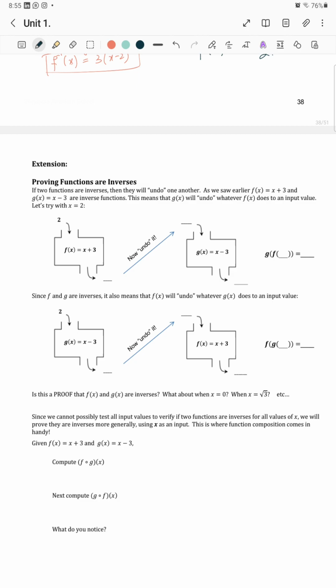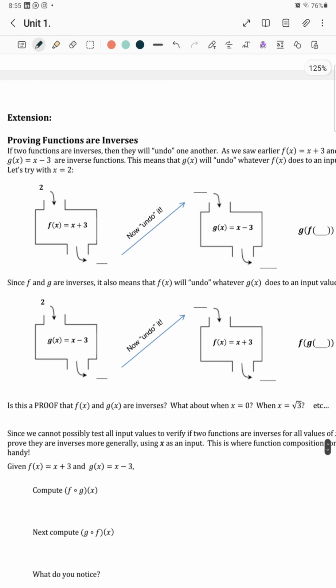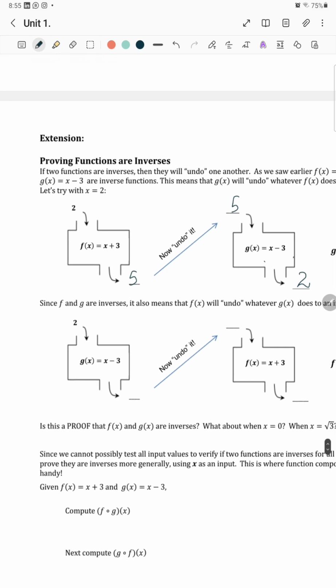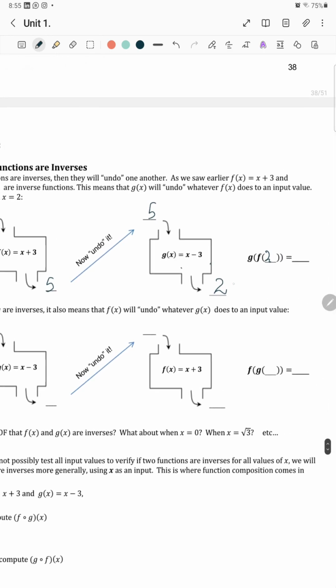Let's try with x is equal to 2. The first question here, we have 2. So 2 plus 3 is going to give us 5. Now undo it. We will take 5. 5 minus 3 is going to again give us 2. So g of f of 2: in function f we put 2, and in function g, f of 2, we will get the answer 2.